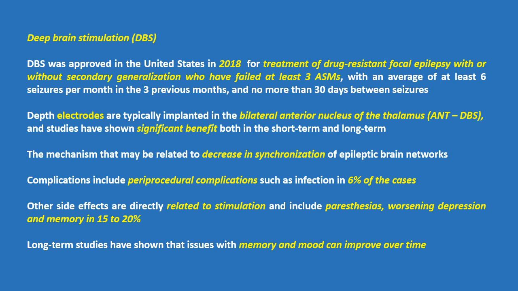Depth electrodes are typically implanted in the bilateral anterior nucleus of the thalamus, and studies have shown significant benefit both in the short term and long term. The mechanism may be related to decrease in synchronization of epileptic brain networks. Complications include periprocedural complications, such as infection in 6% of the cases. Other side effects are directly related to stimulation and include paresthesias, worsening depression and memory in 15 to 20%. Long-term studies have shown that issues with memory and mood can improve over time.